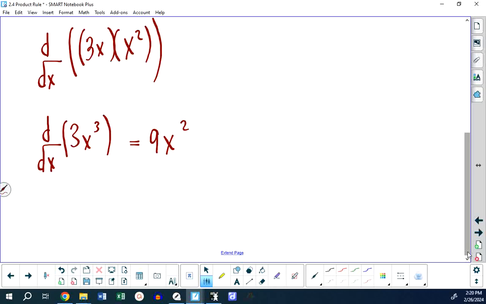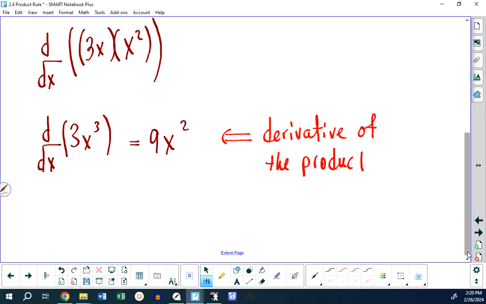I'm going to actually write this down. Whether you decide to or not is up to you. This is the derivative of the product. In other words, the order of events is you're multiplying and then you're differentiating, and that's what you get, 9x squared.